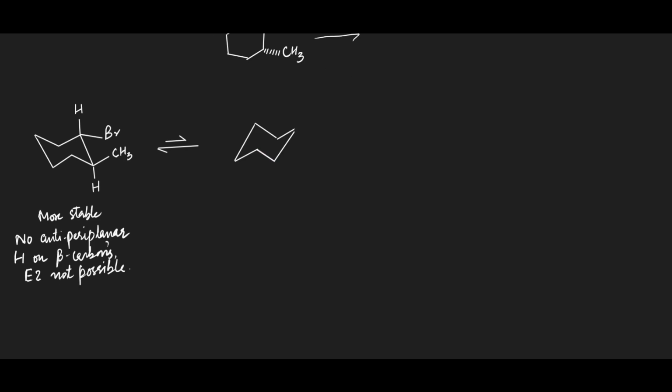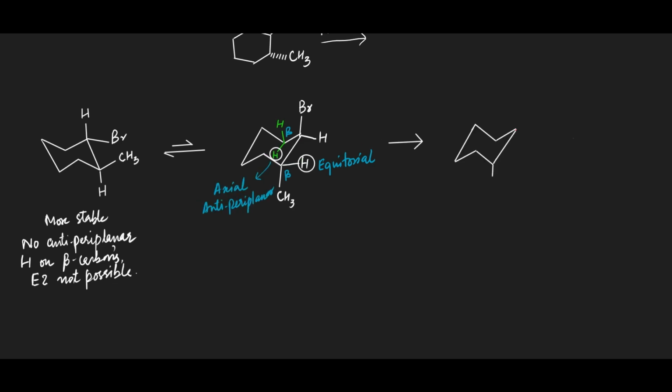Ring flipping gives this diaxial conformation. With respect to bromine, 2 beta carbons are there. This beta carbon has only one hydrogen, which is equatorial and hence not anti-periplanar to axial bromine. This beta carbon has 2 hydrogens, one axial, one equatorial. Only this axial hydrogen is anti-periplanar to bromine and is eliminated with bromine to form a double bond.